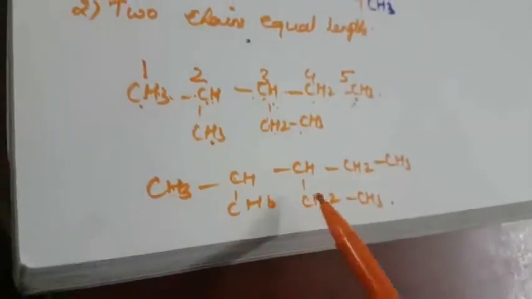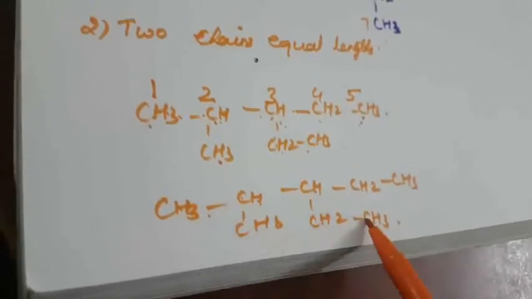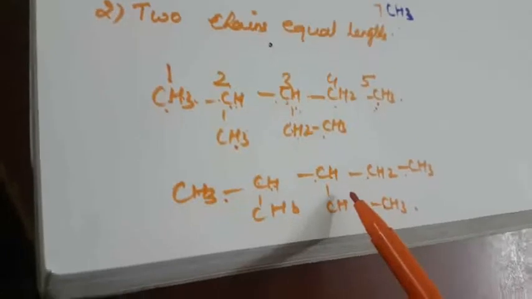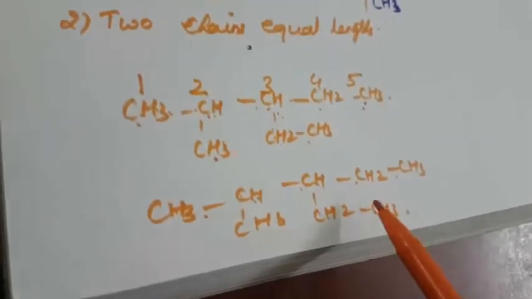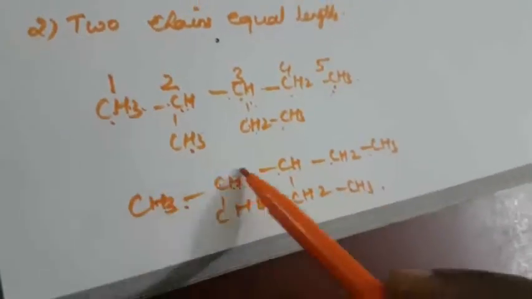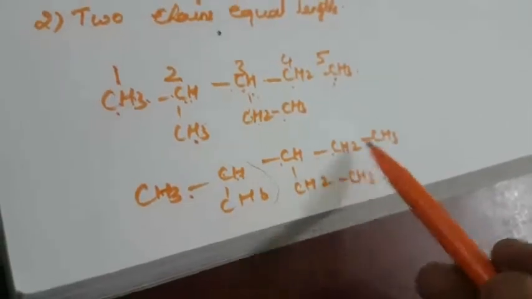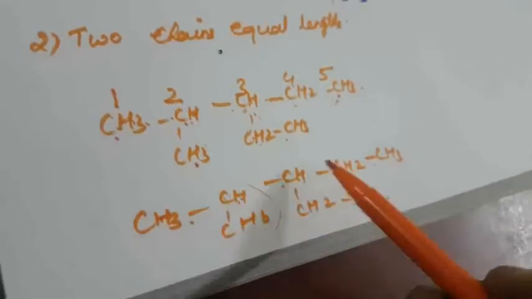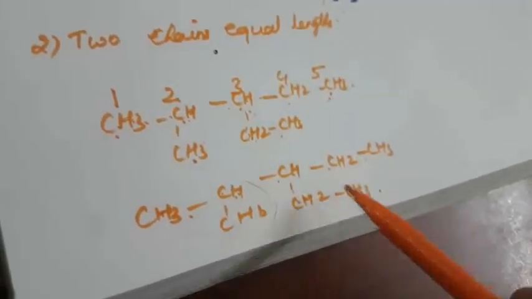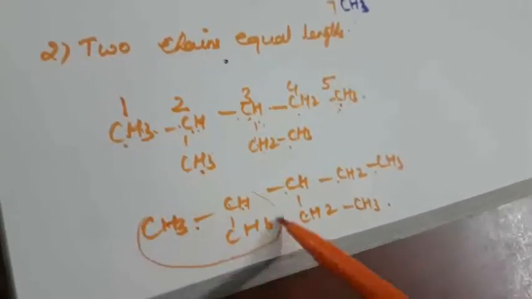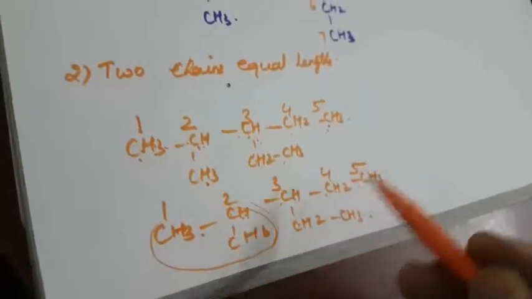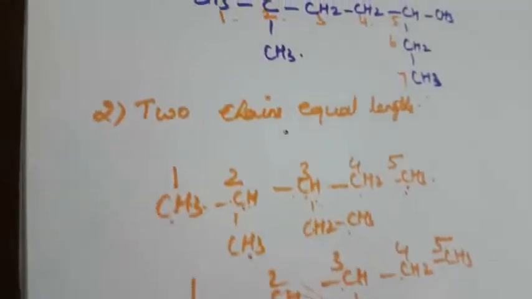The same thing here. 1, 2, 3, 4, 5 and 1, 2, 3, 4, 5. Both sides are equal. Which side do you give the priority? Here only one substitution is there, and here more than two substitutions are there. This is a 5-carbon chain, so numbering it the other way is wrong. Again you give the priority 1, 2, 3, 4, 5. This is the way you give the priority.